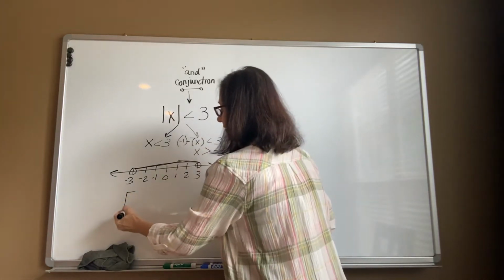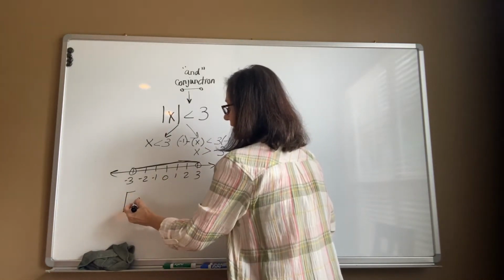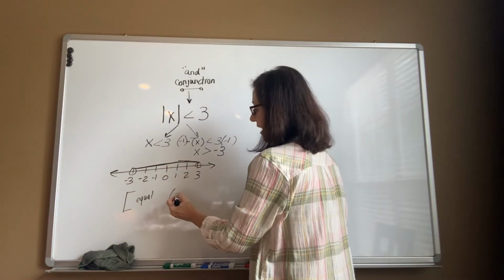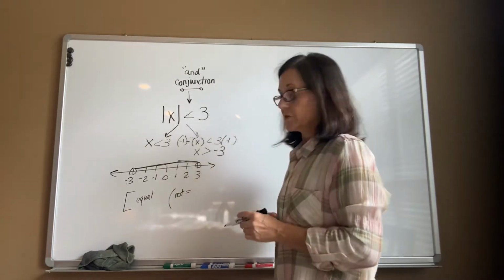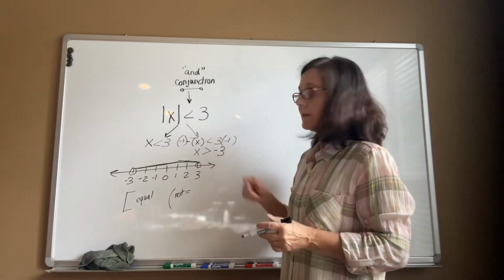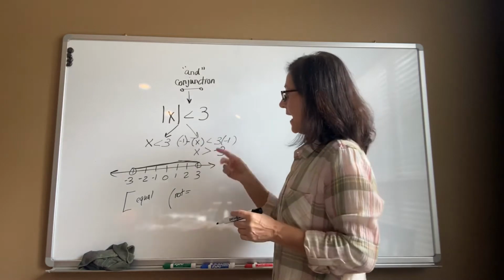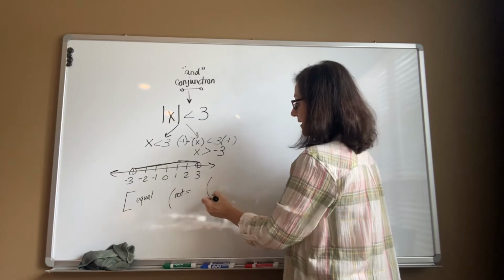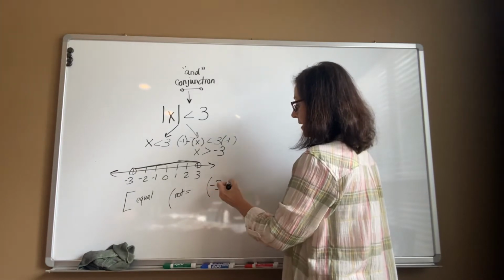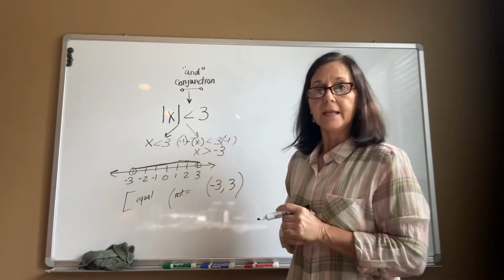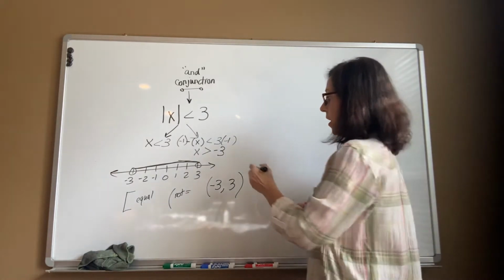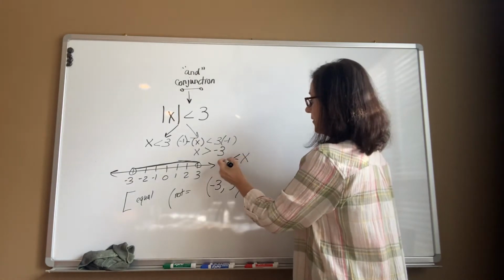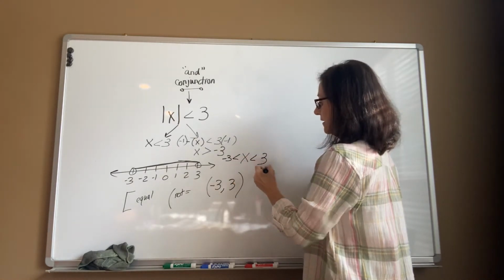Now, remember interval notation. All right, if I do a bracket, that means it's equal to. A parentheses, that means it's not equal to. All right, so if I were writing this inequality in interval notation, then it would be parentheses -3, comma 3. Or if I were writing it as one inequality, I would put X in the middle. X has got to be greater than -3, but less than 3.